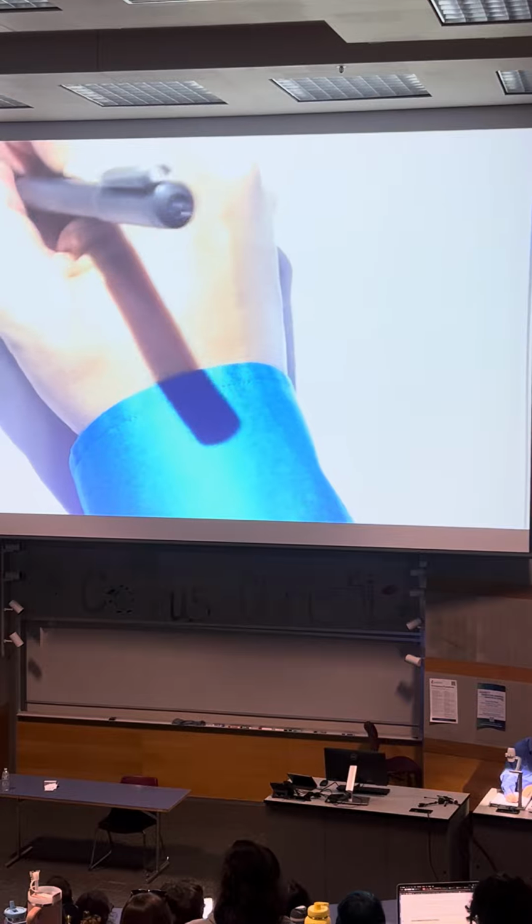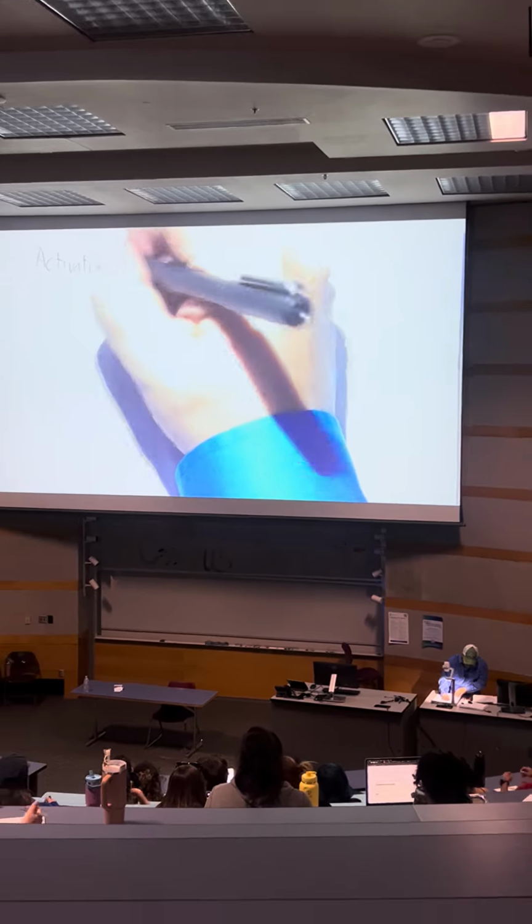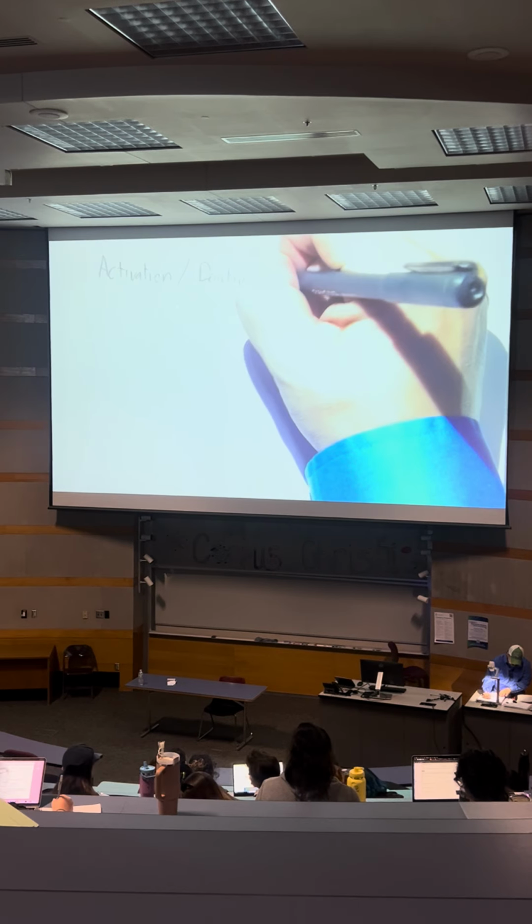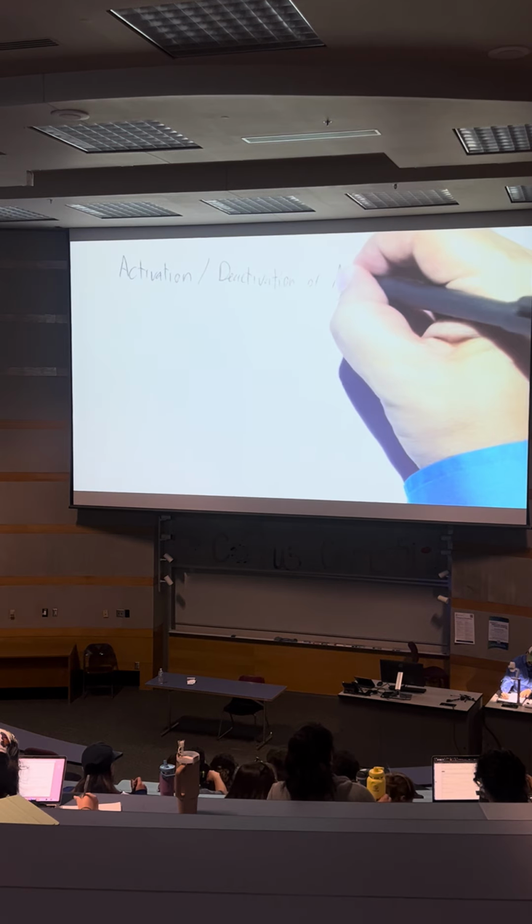So today is where we start looking at activating and deactivating groups, and that's built on the knowledge of what groups are electron donating and what groups are electron withdrawing. Let's go ahead and talk about that. We'll title this activation, deactivation of aromatic rings.